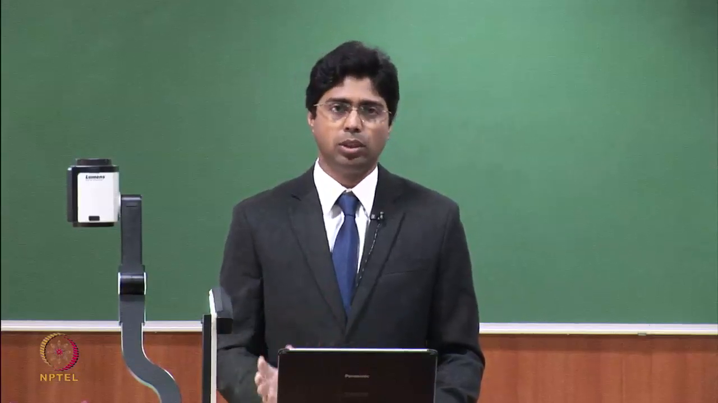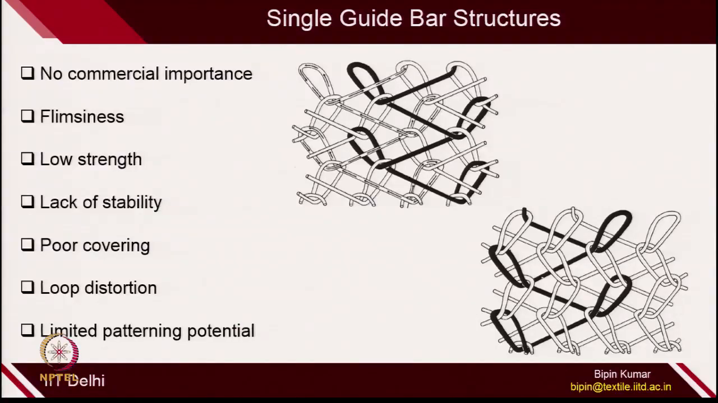So, let us see what are the parameters and what are the principles on which the properties can be changed in a Locknit structure. Before we move on to the principles of controlling the structure property relationship, we need to understand simple things. First, in a single guide bar structure, you are only changing the overlap and underlap, and ideally speaking a single guide bar structure has no commercial importance because the fabric is very porous, very flimsy, not stable and the strength is very low.